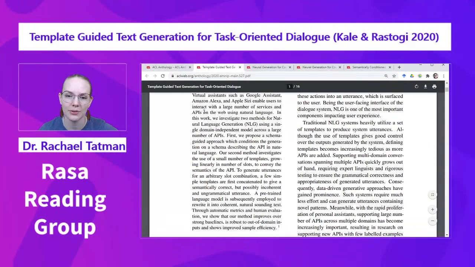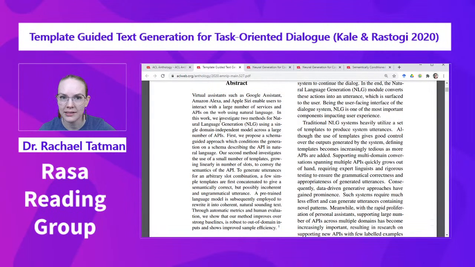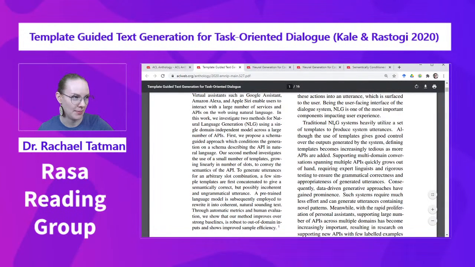They interact with a large number of services and APIs on the web using natural language. So you might ask your virtual assistant, I want to book a taxi, and it might point you towards a third-party service for taxi booking, but there may be only an API surfaced, so then the assistant needs to have a way of taking an API and creating a natural language utterance. In this work, we investigate 2 methods for natural language generation, NLG, using a single domain-independent model across a large number of APIs. That's what I just said.